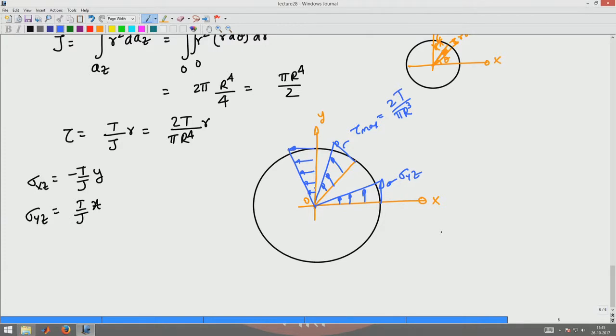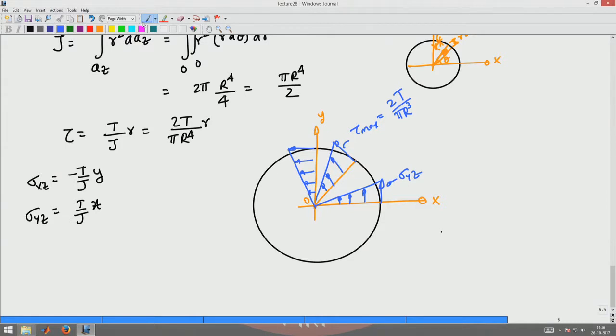On an inclined line, when there is both x and y, the variation will depend upon what the x and y values are, and it will be tangential to the circle at that point. Hence you get the variation of tau along an inclined line as shown here. This will be the direction of the tau in an inclined line with arbitrary x and y directions. Now let us see what happens when the cross section becomes an annular cylinder cross section.